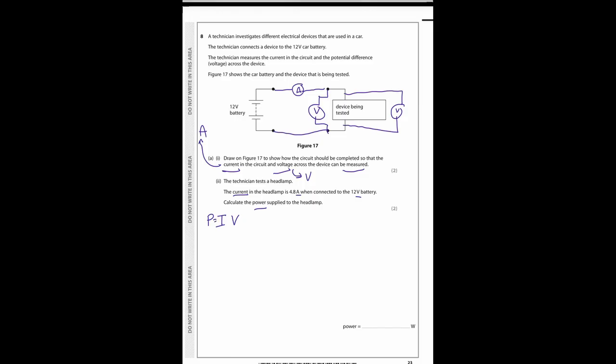So I've written down the formula, and what am I looking for? Power. So write down P first. Have I got I? Yeah, I have. It's 4.8. Have I got V? Yeah, I have. It's 12. I'm going to put this into my calculator, and what is the answer that I get when I get 4.8 times 12? It is going to be 57.6, and then I round that to two significant figures, 58. Job done. 2 marks in the bag.